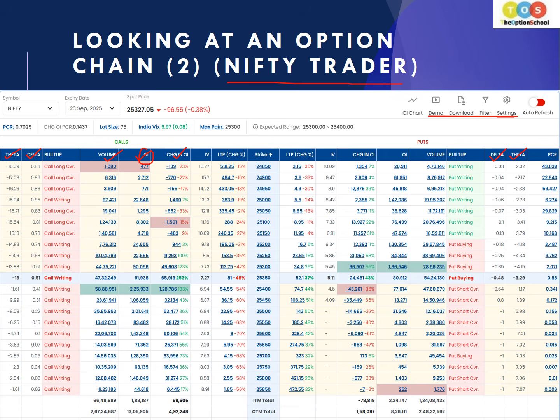Change in OI is basically the addition and the subtraction of the total contracts. So the change in OI is the change from OI.